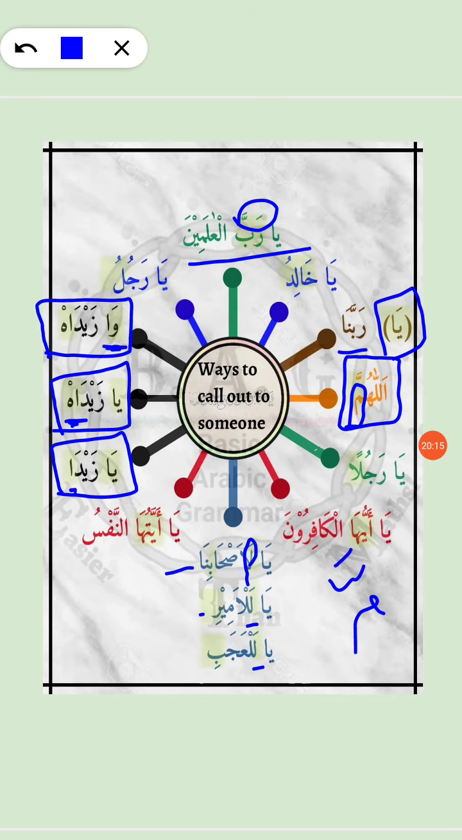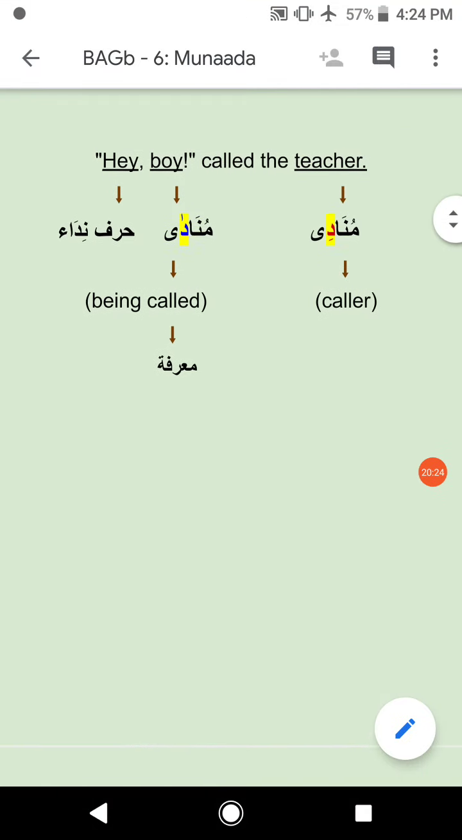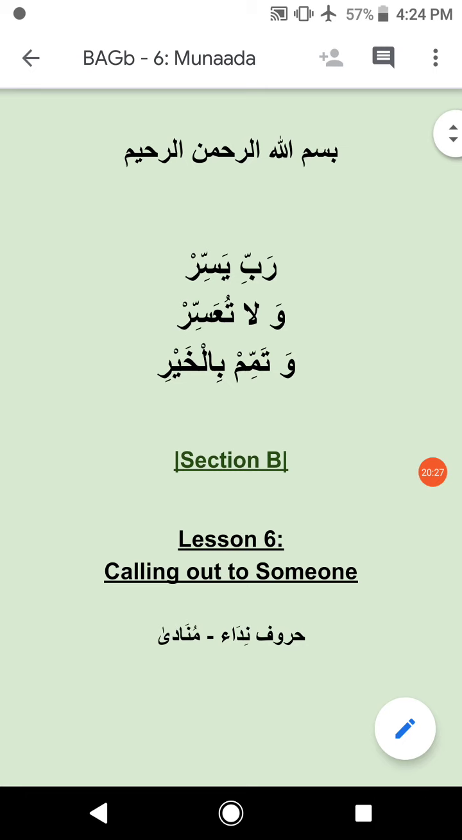All right. So our revision for the Haroof Nida and different ways to call out to someone by using ya are done. Alhamdulillah. All right. So let's end this lesson here. I hope that you understood it completely, inshallah. If there are any questions or queries, or you need some elaboration on something, let me know, and inshallah I'll get back to you. So learn these things, guys, because these things are going to start popping up for you from the Muzaff, inshallah.